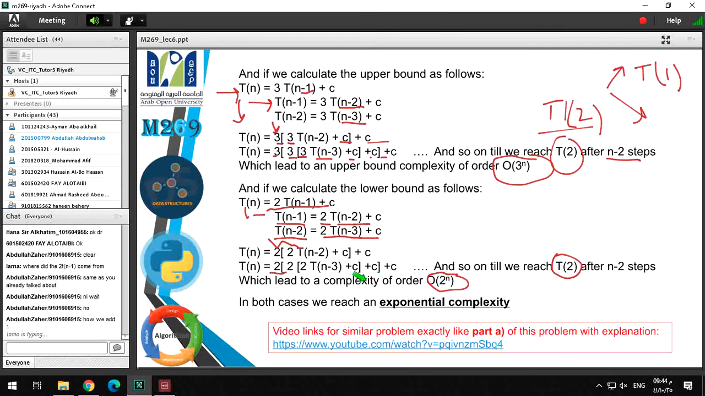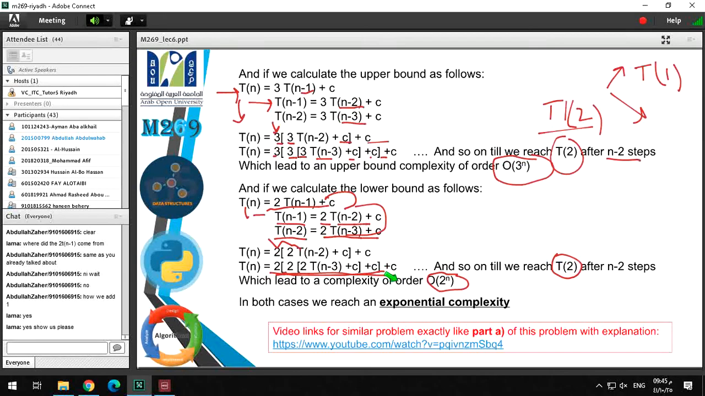Here, to find this value, to reach this point, you need to do a substitution. Substitute the value of Tn minus 2 here, and then substitute the value of Tn minus 1 here. Then you will reach this operation. Do you want me to show you how we reach it, or is it clear? Okay, looks like it's clear.